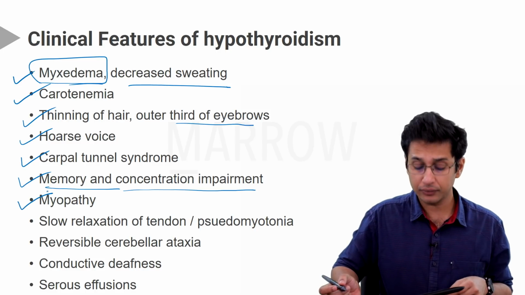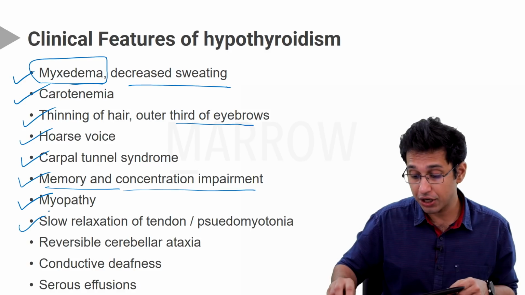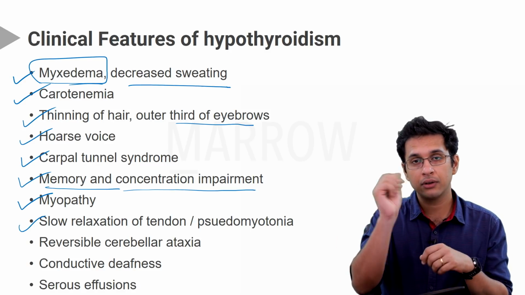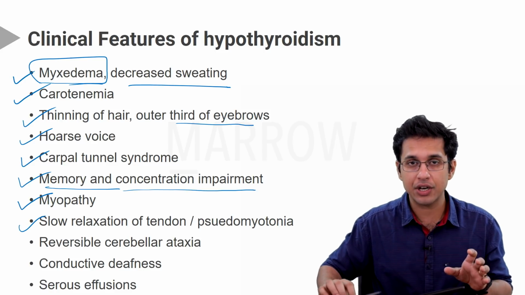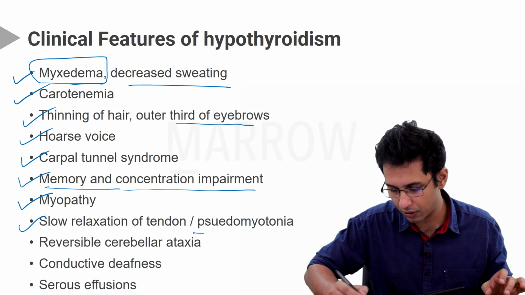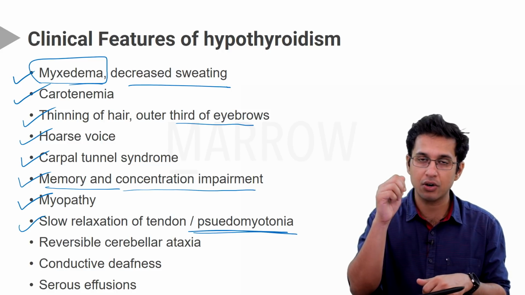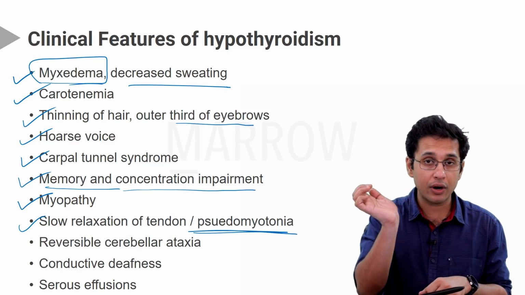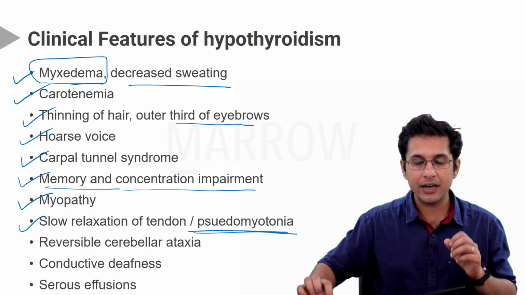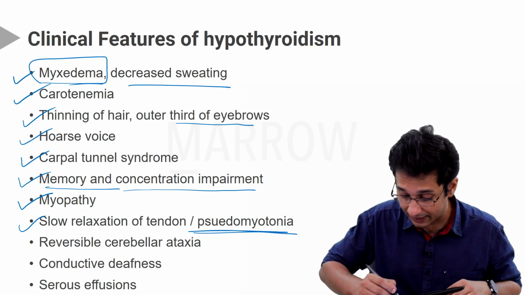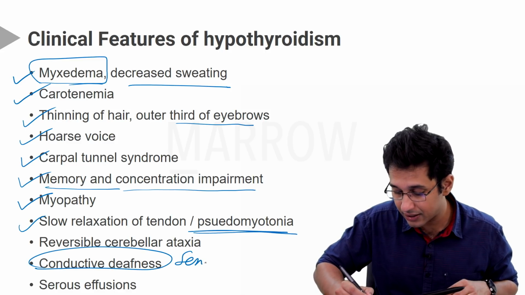Myopathy. Slow relaxation of tendon reflexes. Okay. Slow relaxation of tendon reflex. Asked as a question which is called pseudomyotonia. Slow relaxation. It's not a slow reflex. It is a slow relaxation. Reversible cerebellar ataxia. These are the neurological manifestations and very interestingly, conductive deafness and in some cases actually sensorineural deafness as well.